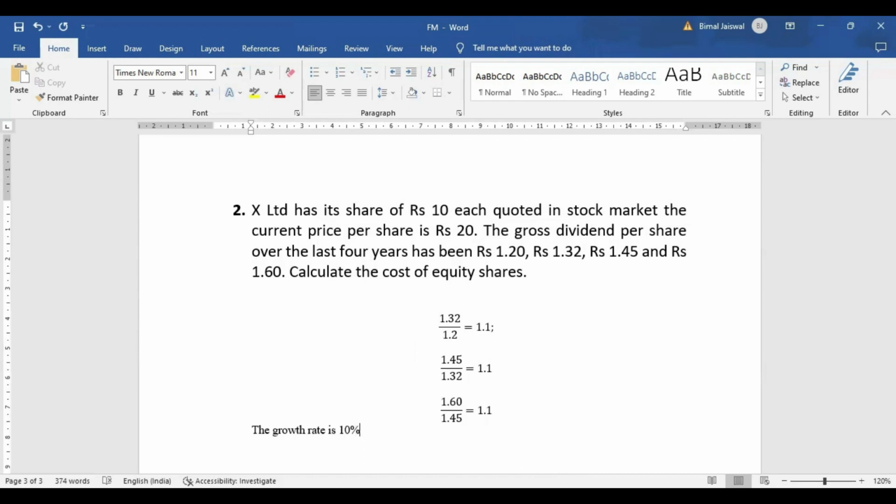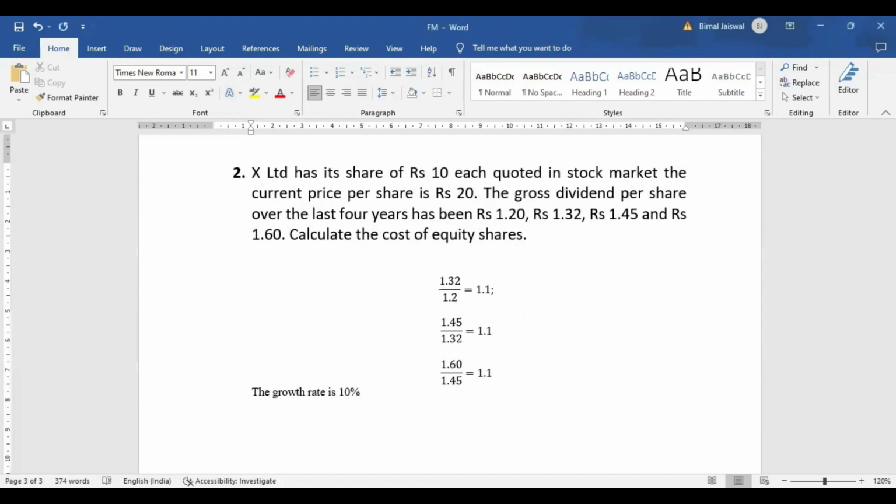That is, it is constantly growing at the rate of 10%. That means the normal growth rate of the dividend each year is 10%. That means in the near future, because we have to calculate the cost of equity, and this information has been provided for the past 4 years. That means the 5th year we have to calculate.